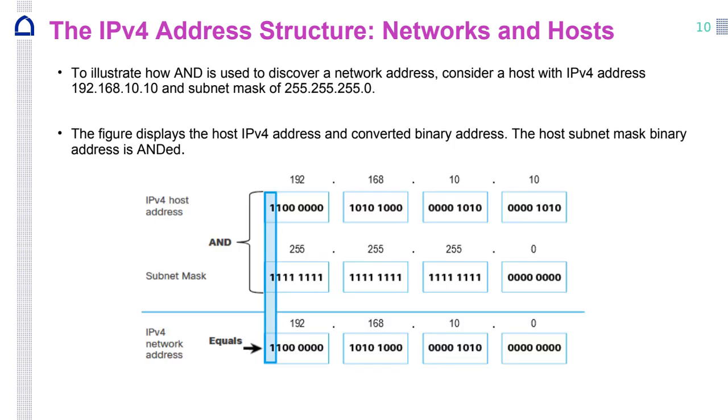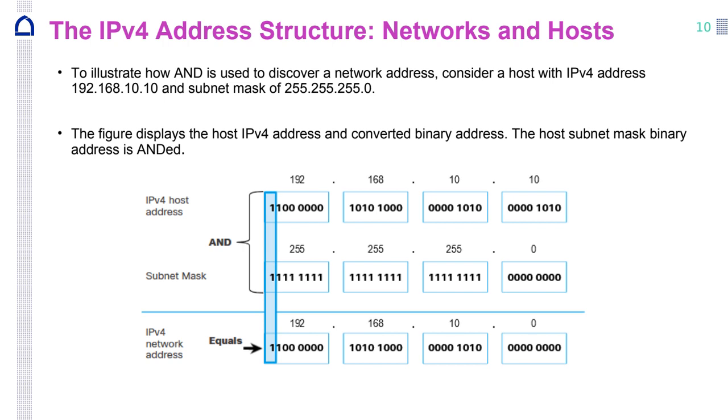Very good. So here is how it is done. This is my IP host address. This is my subnet mask. I multiply them together. I will get this number. So this is my host address. Okay.